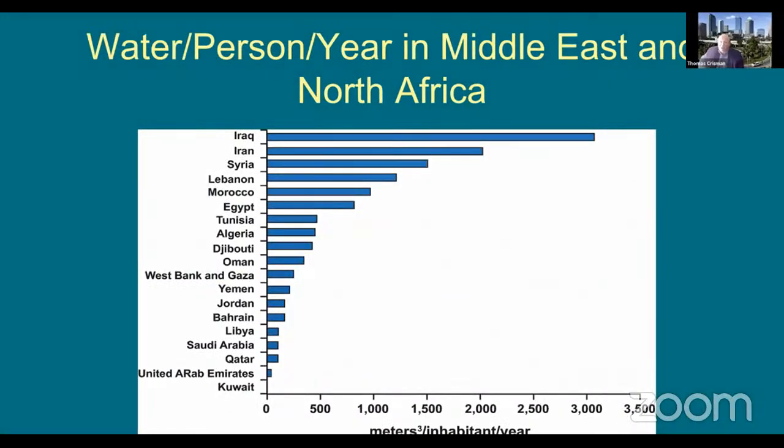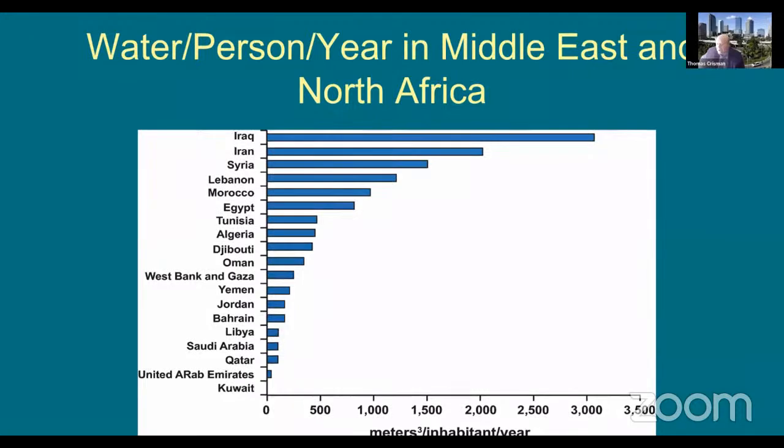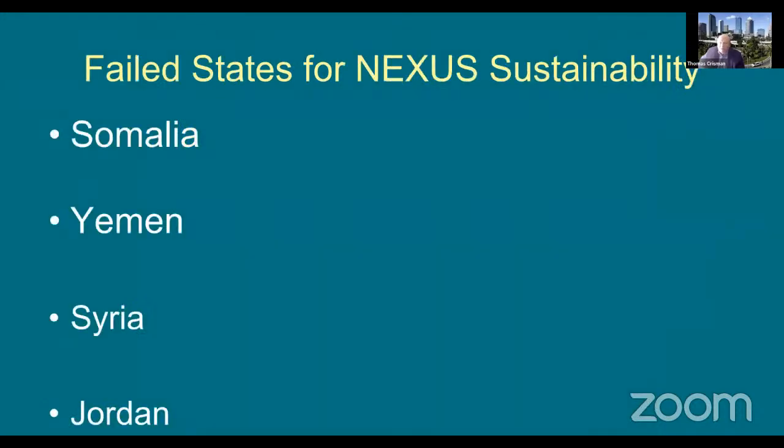Water per person per year in the Middle East and North Africa is vastly different between Iraq, Iran. Syria had lots of water. Morocco has water. Egypt has water. But then we vastly decline very rapidly.